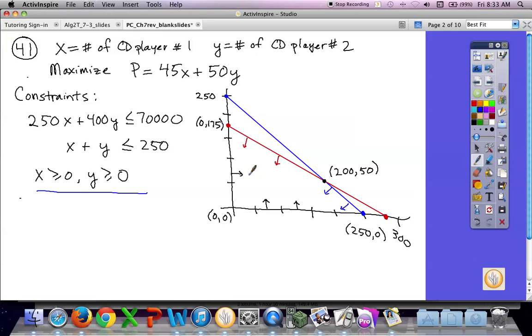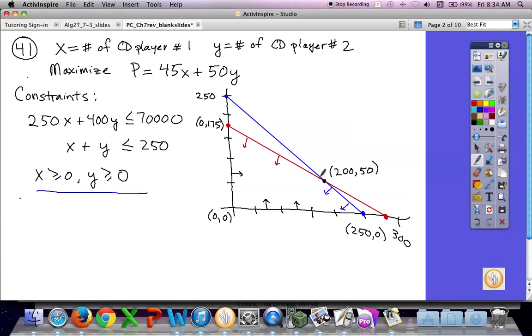The vertices of the feasible region are where there will be a maximum or a minimum value. So we need to know the coordinates of these 4 points. Three of them you should know just because of the way you drew the lines: the (0, 175), the (0, 0), and the (250, 0). The only one which was really an issue was this one.